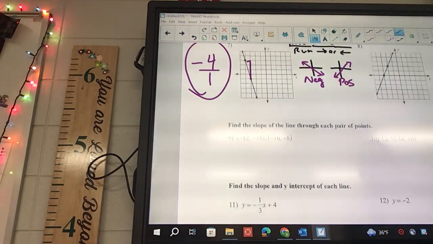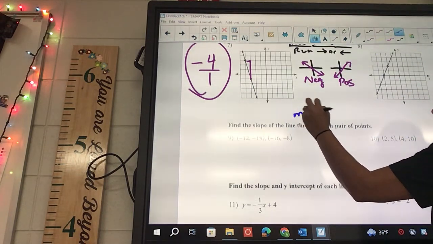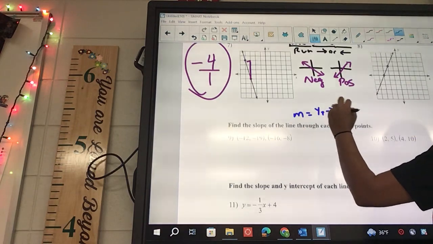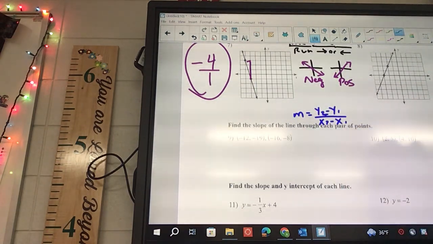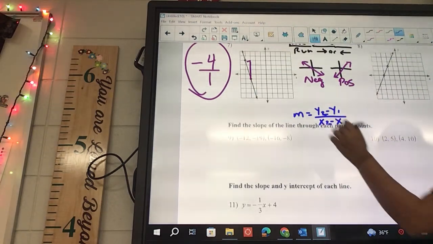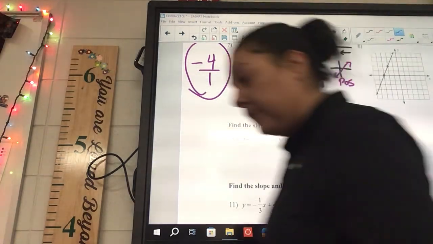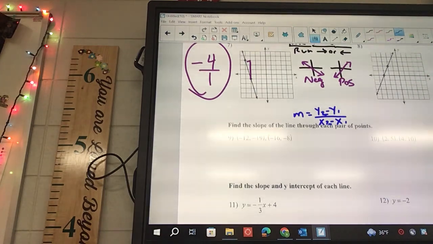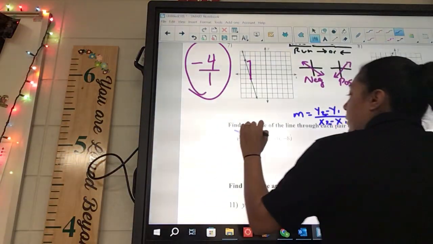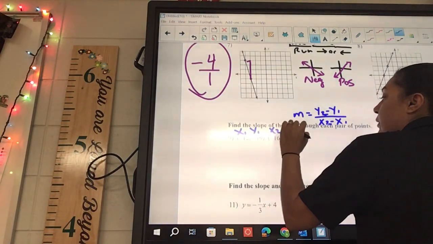Okay, find the slope of the line. So this is the formula. M equals y2 minus y1 over x2 minus x1. Okay, so make sure that you have that formula on your sheet. Okay, and then we go through and label those points. x1, y1, x2, y2.